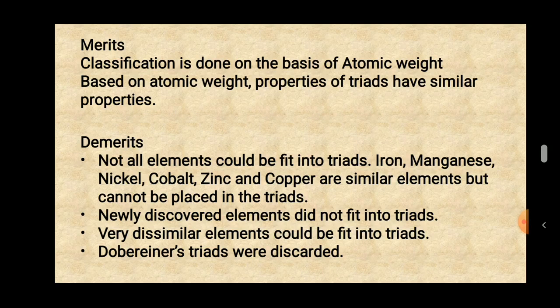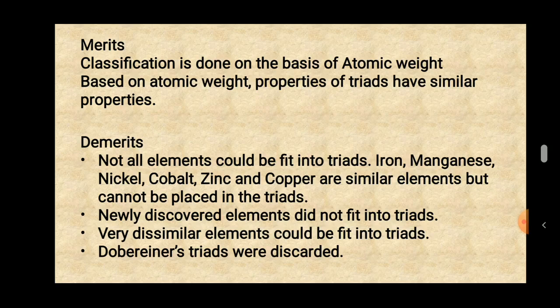Now next, what is the merit, what is the success of these triads? Classification is done on the basis of atomic weight. At least scientists tried the arrangement of elements based on atomic weight. This is the first step in the preparation of the periodic table. So this is one of the successes.